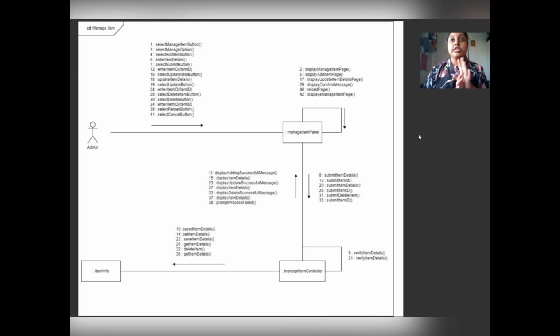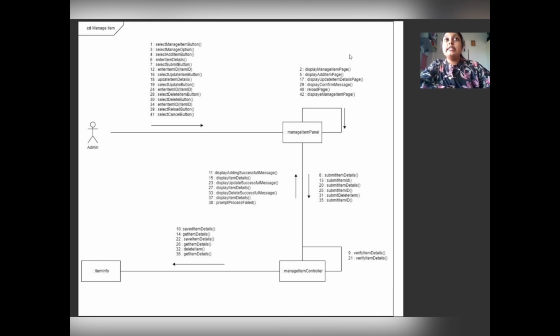Okay, so this is the collaboration diagram we did for manage item for our system. First of all, the admin acts as the actor. Once the admin selects the manage item button, the process will go to the manage item panel object. Once the admin clicks the menu item, it will display the manage item page.